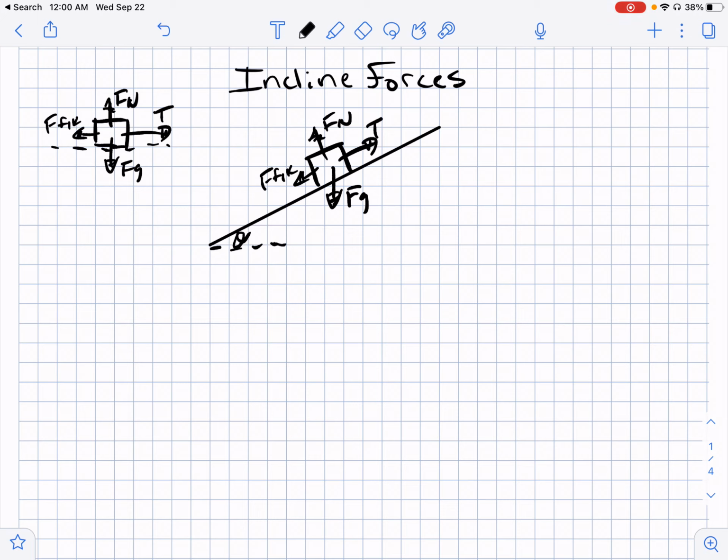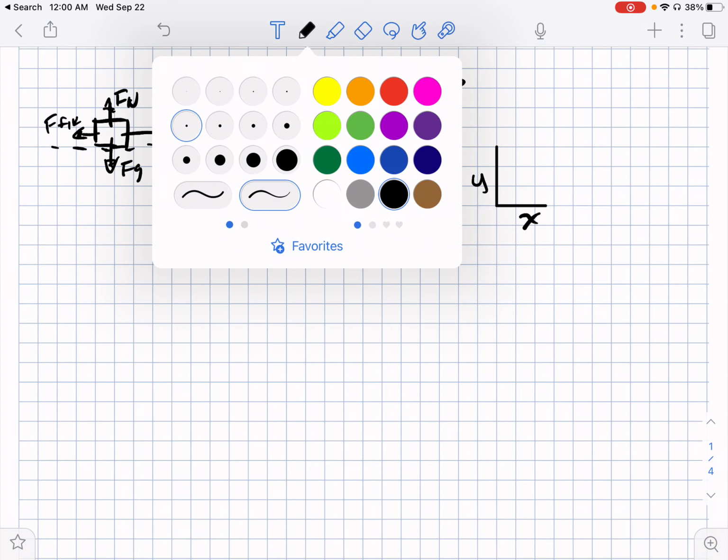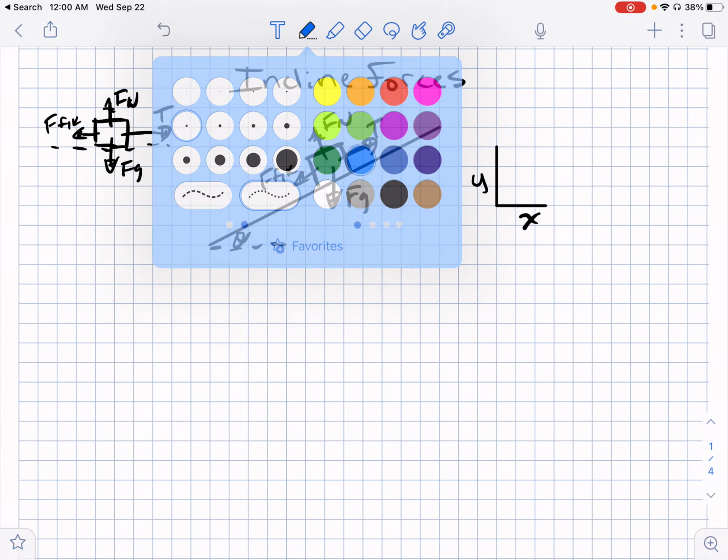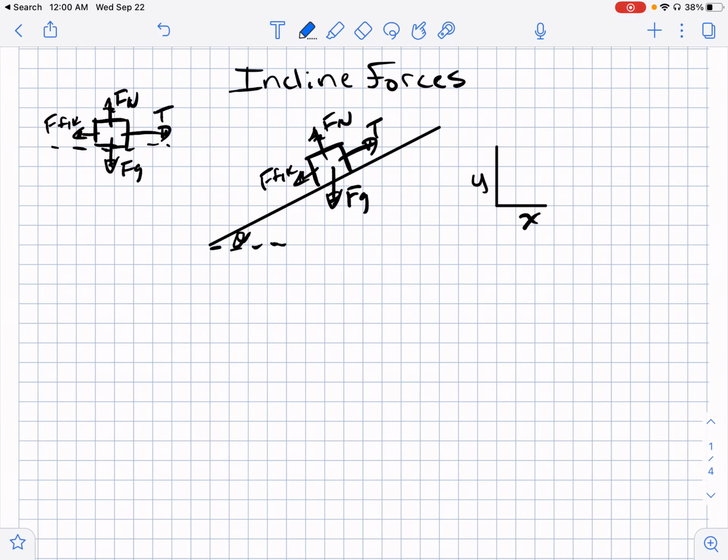Now we have one or two options of what we can do here. The first is we can keep our x and y axis how we normally do. Say this is y and then here is x. Now if we do that, let's draw in our x and y axis. It would look something like this.